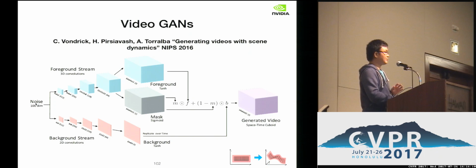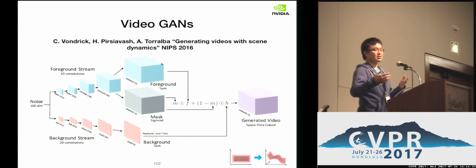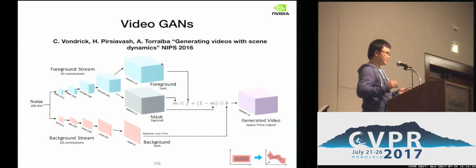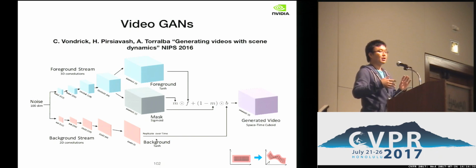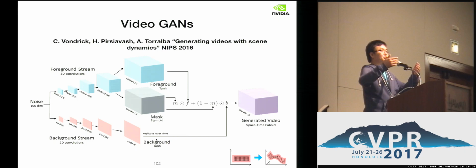So they start with a 100-dimensional noise vector. And their generator consists of two parts. The first part tries to generate a 3D volume, a spatial temporal volume, which is supposed to represent the foreground, the motion of the main object in the foreground. And the bottom stream tries to generate a background. So this model is for modeling video with static background and moving objects.